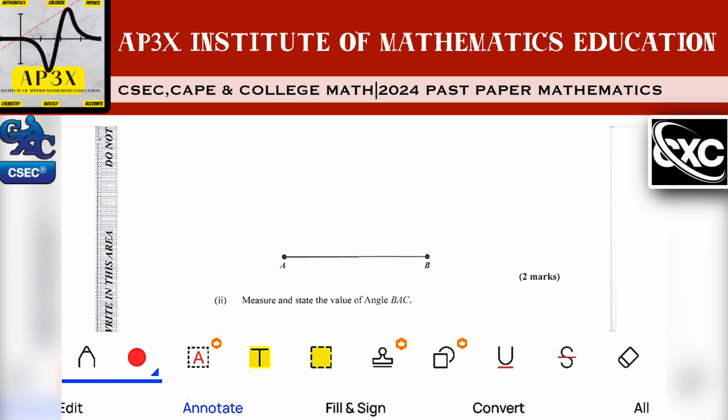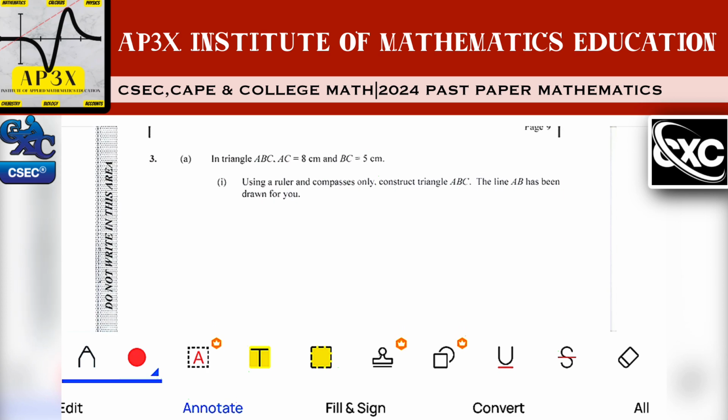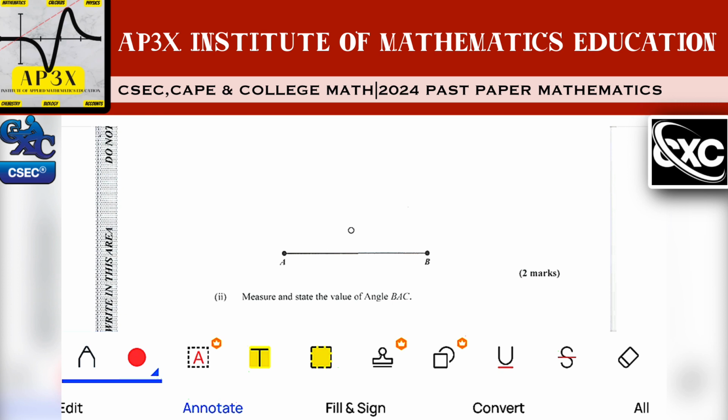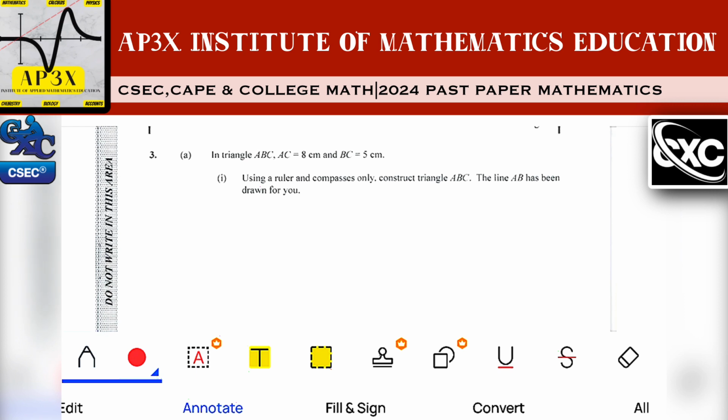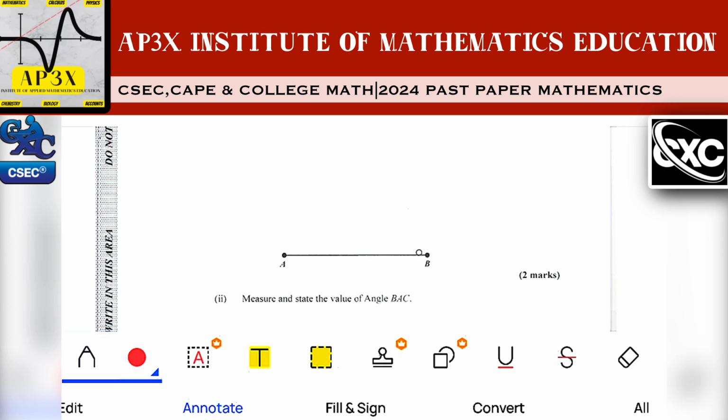All right, now let's go back here. It says that AC is 8 and BC is 5. So we have AB, AC is 8, and we're looking for C. What we do know is that if BC is 5, we can open the compass to 5 centimeters. So place your ruler on the table or on a hard surface, hold it with your 2 fingers, stick the needle at 0 and open up the pencil up to 5.